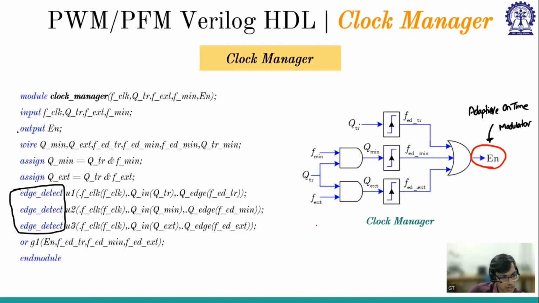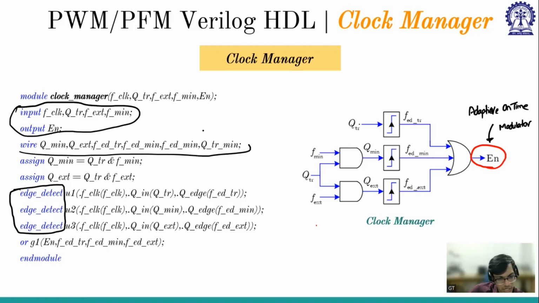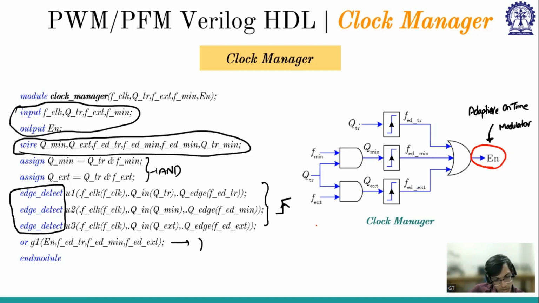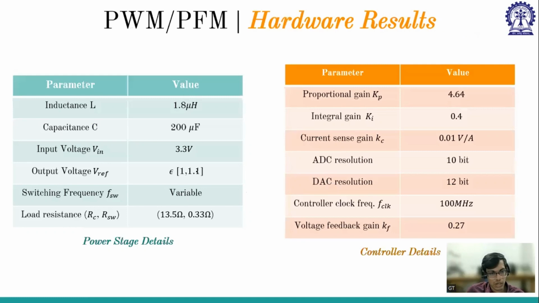These are the declarations, and this is the wire declaration. What are the wires that are needed? And these are the AND operations, followed by the edge detect, and this is the final OR operation. So this is the clock manager. Again, we discussed this in the weekend session, so I will not spend time on it again. So this completes the PWM PFM operation.